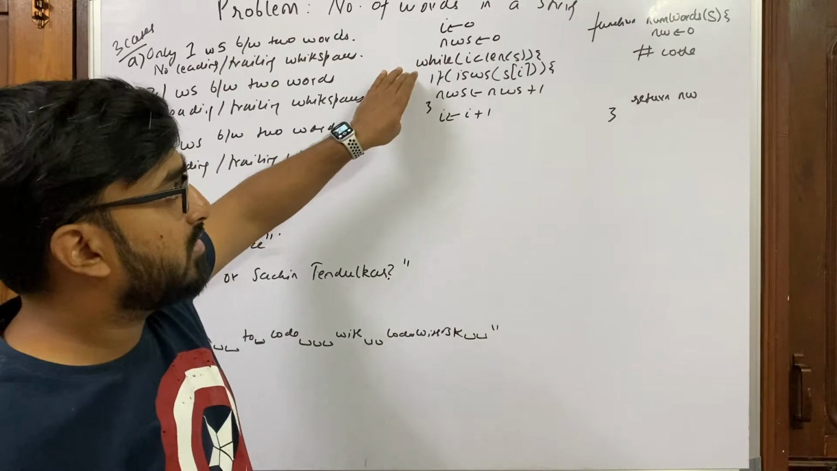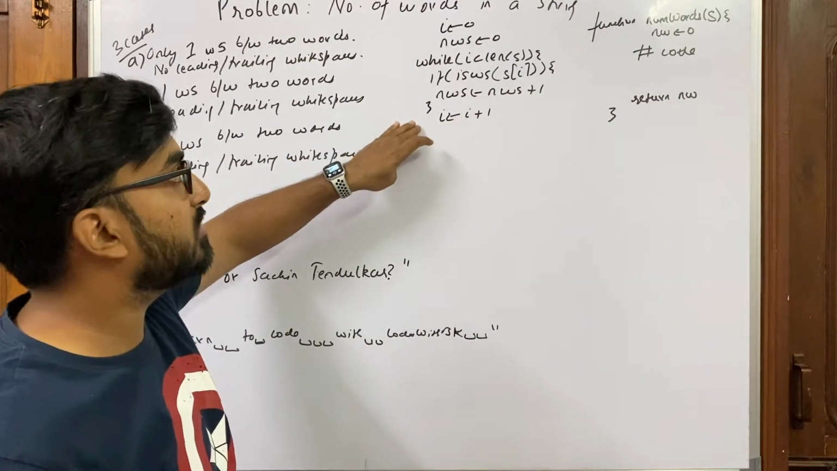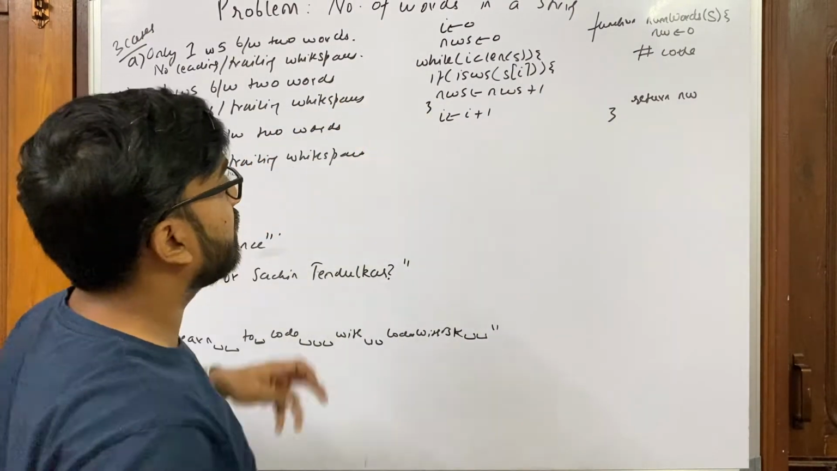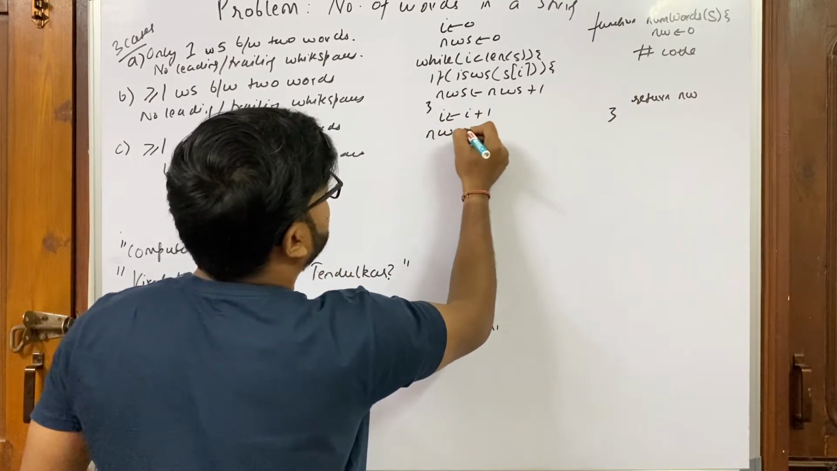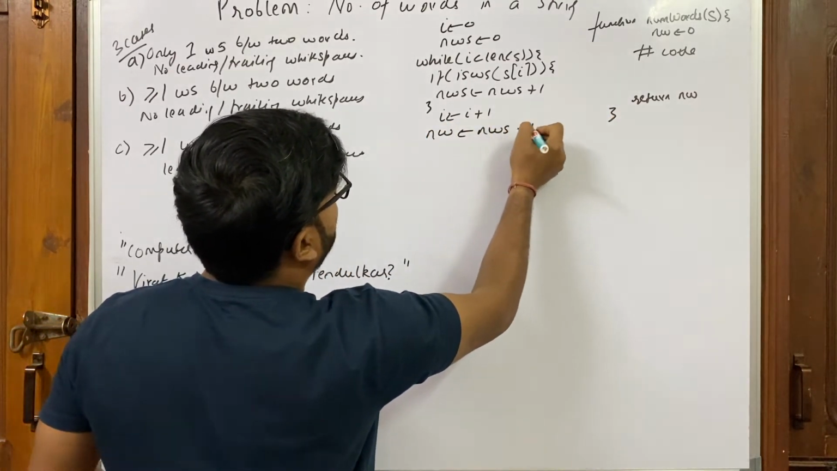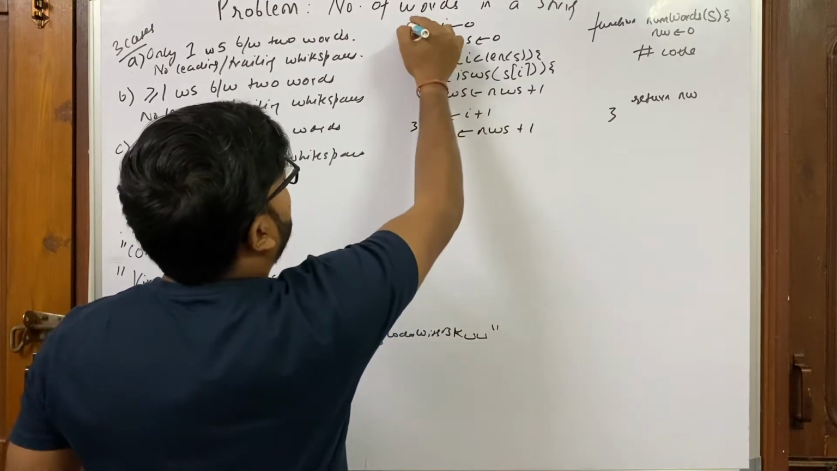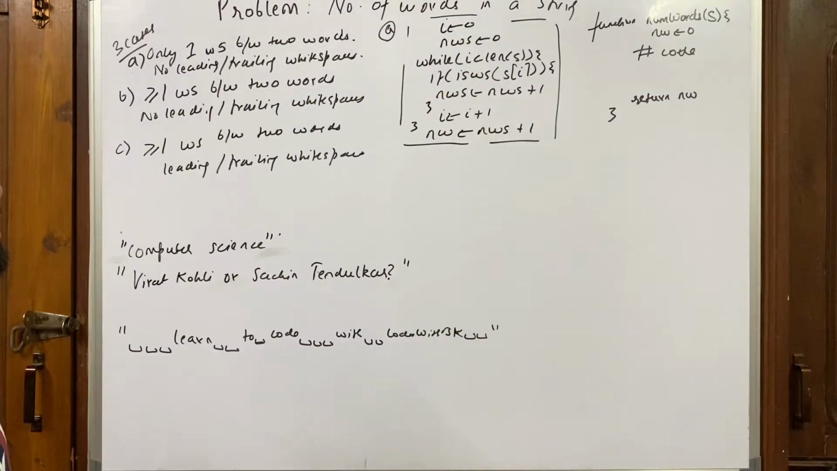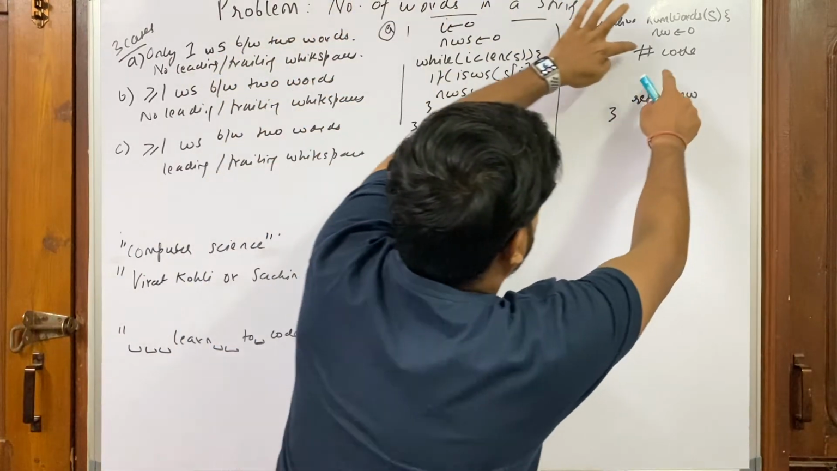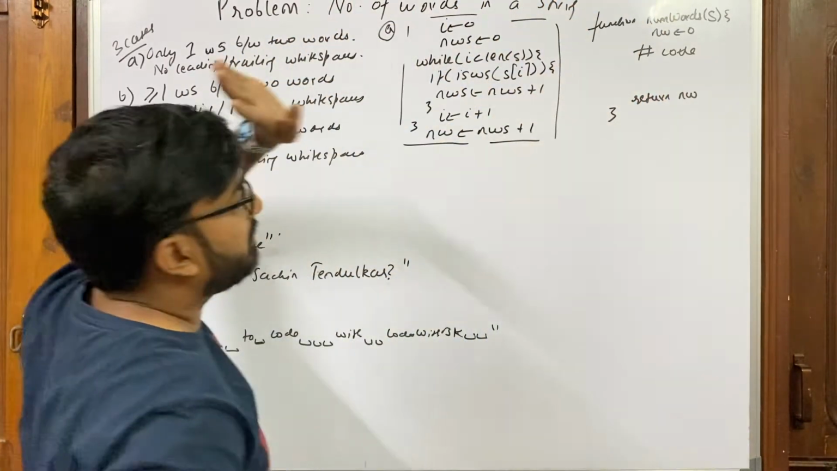You can do a for loop as well. I'm doing a while loop because in the next case I'm going to modify this while loop. Then finally you set number of words to number of white spaces plus 1, and you end the while loop, and this is your pseudocode for the first case. So for the first case, you insert this between these two lines and you get your code.